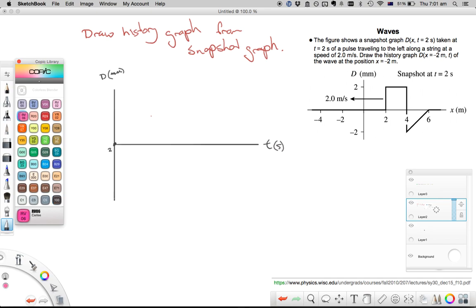Okay, so what's going to happen? Well, the wave's traveling in this direction, so after 1 second, where is the wave? That will be at t equals 3. After 1 second will be at time equals 3 seconds. The wave is moving 2 meters per second, so it's going to move 2 meters, and it's going to look like this.